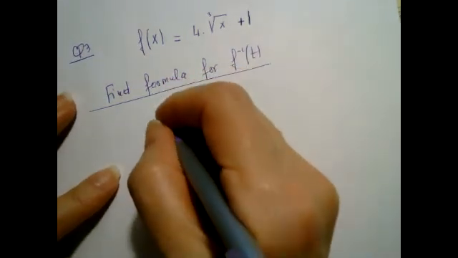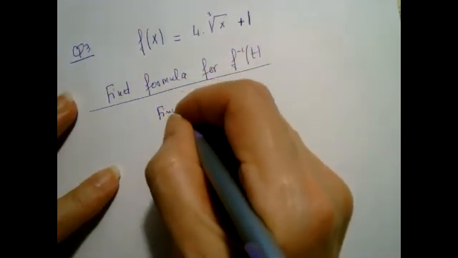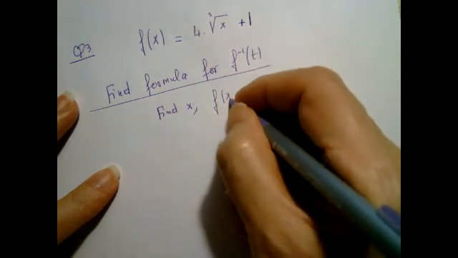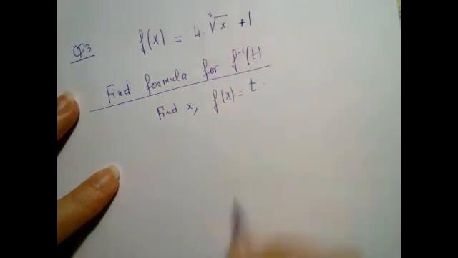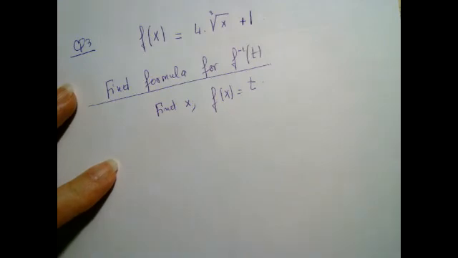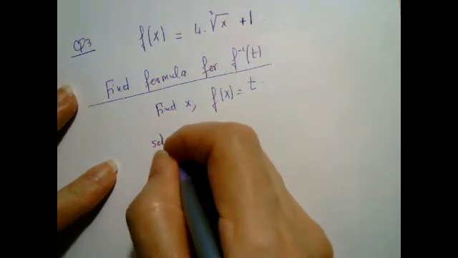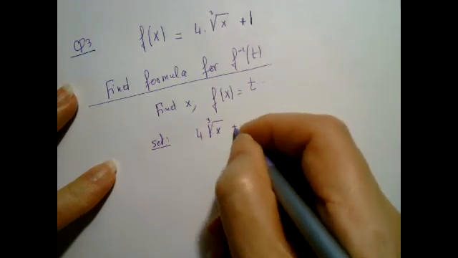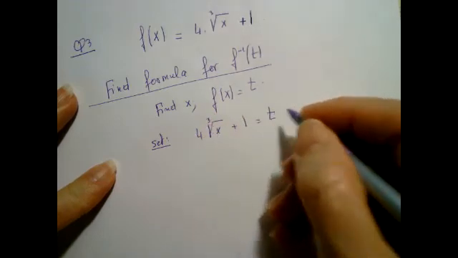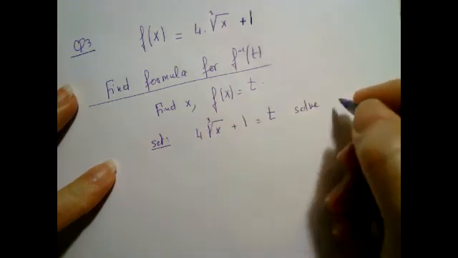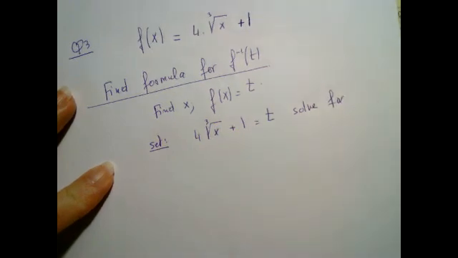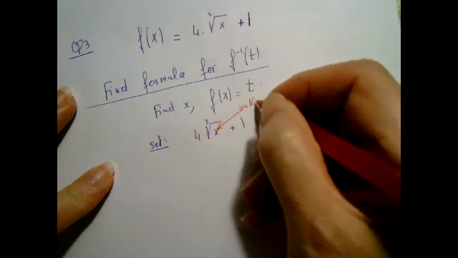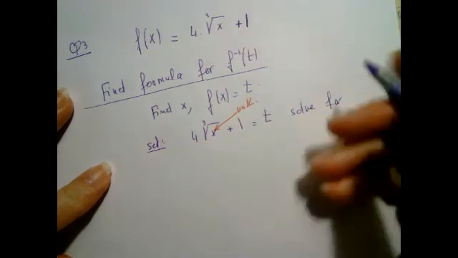Okay, find a formula. It means we need to find the input x where the output is equal to t. That's what we have to find. So what we're going to do is set f of x equal to t and solve. I repeat, in this scenario, x is the unknown, and we solve for x in terms of t.